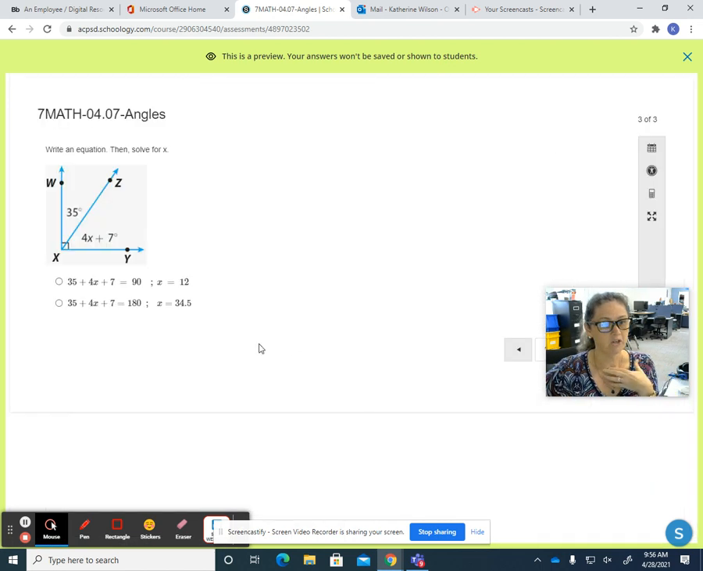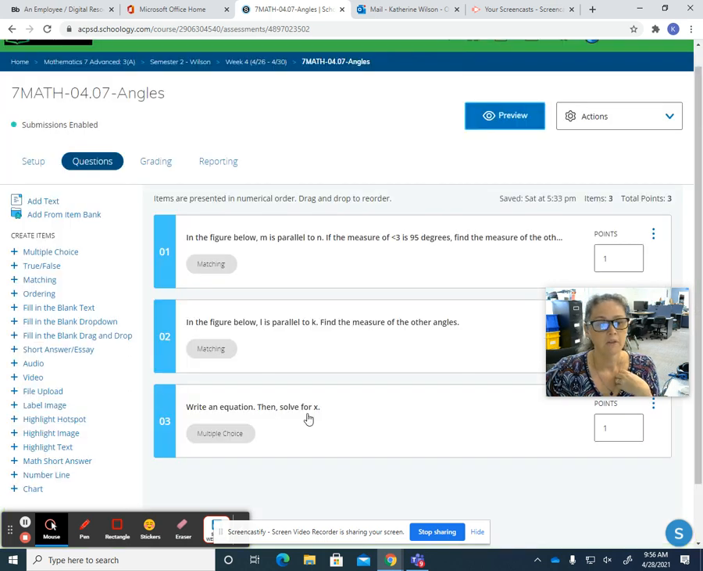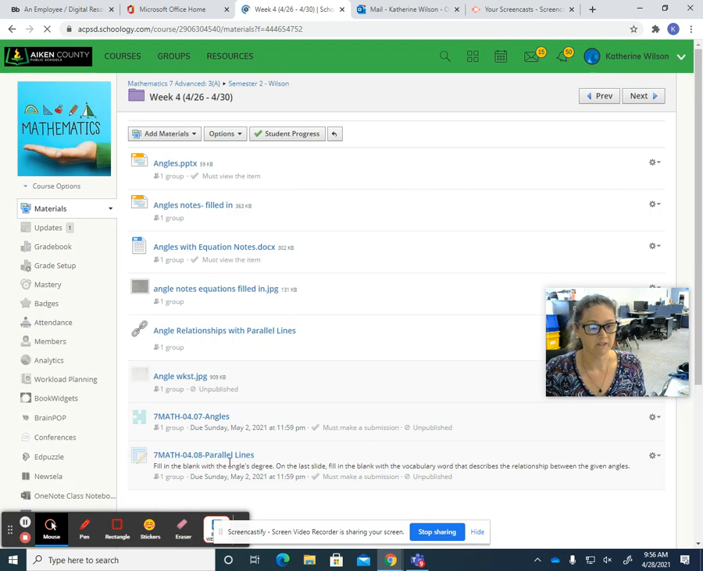And then the last question is solving equations with angles, which is what we spent time doing on Tuesday. So they want you to figure out which equation matches the picture and what your answer would be if you were to solve it. The other assignment that you're expected to do is a PowerPoint presentation.